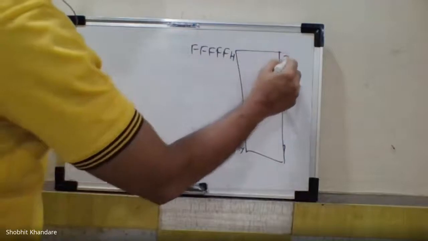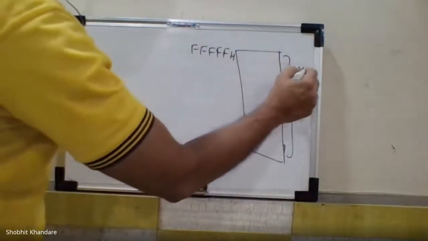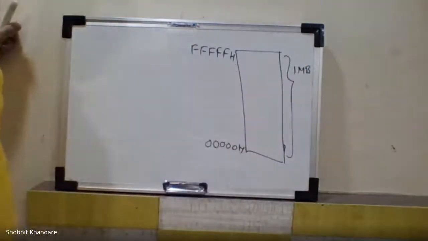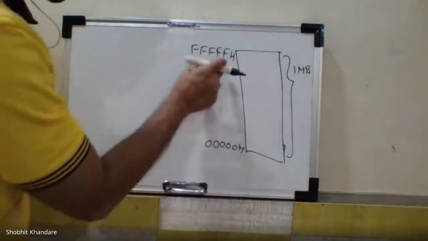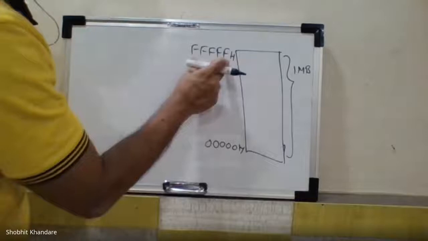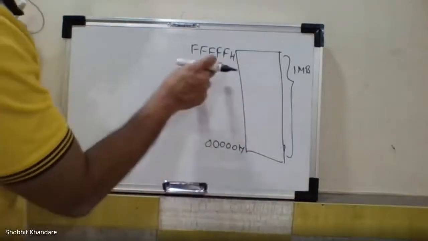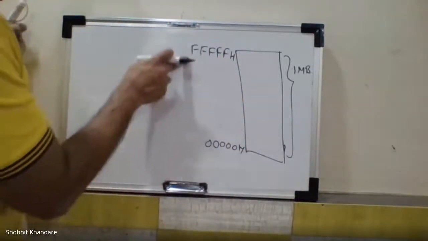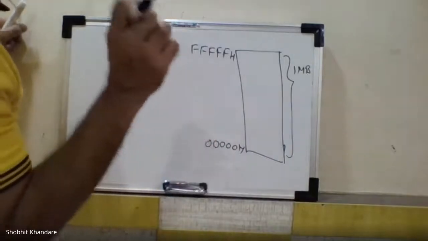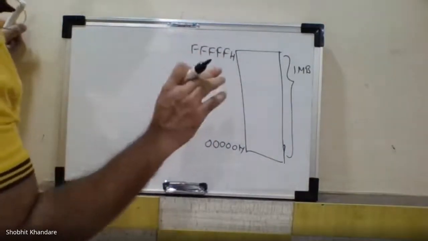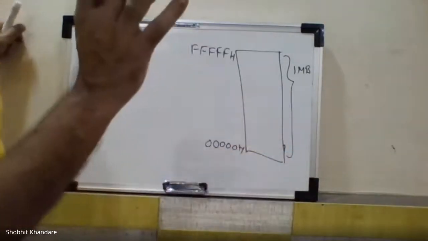This is 1 megabyte of memory. So these are called physical addresses, or they are called effective addresses. Mostly we say they are physical addresses, but if I want to calculate a particular location, then it can be said as an effective address.